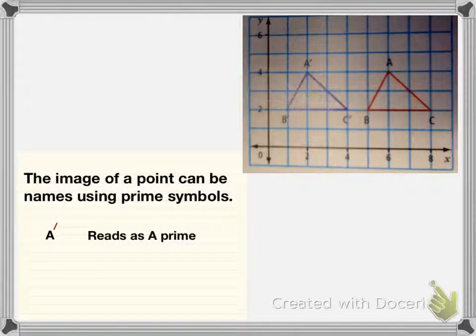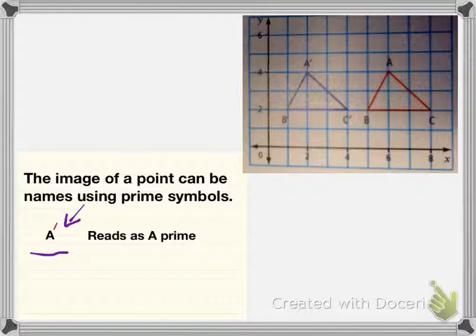Now, before we start describing the translation or the slide of our objects, we have to go over a couple of things. The first of which is we need to remember that the image of a point can be named using a prime symbol. So we see here A prime, which is our example right down there, written as A prime, and prime is that little dash that I've written right there. That's an example of a prime. And if we were to read that, it reads as A prime. So that helps us when we determine which was the original shape and which one was the translated image.